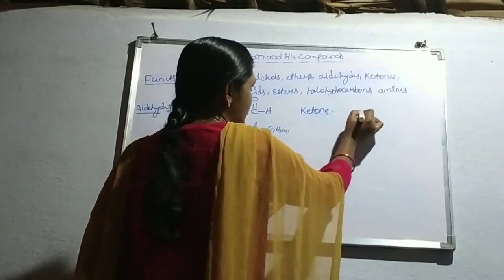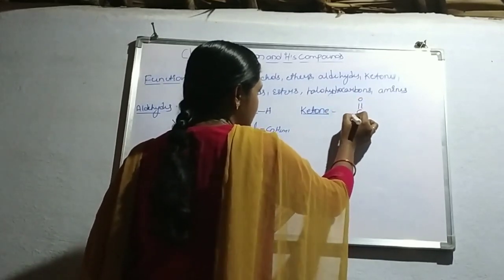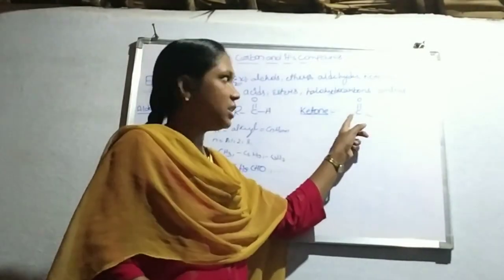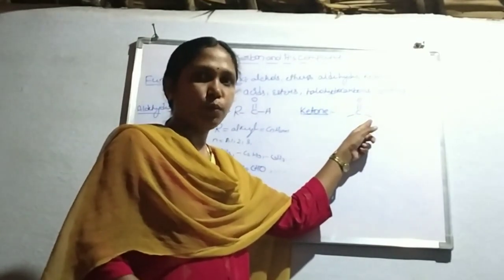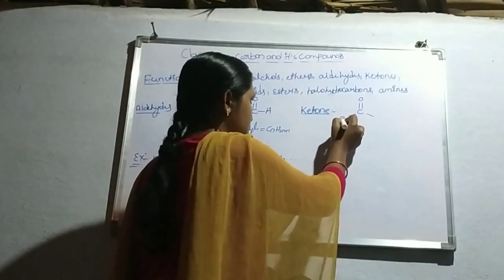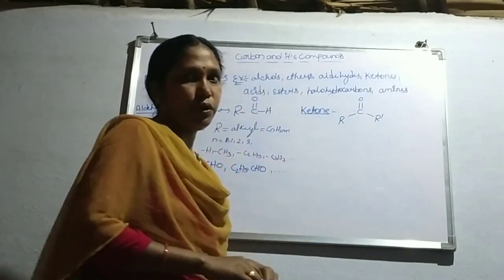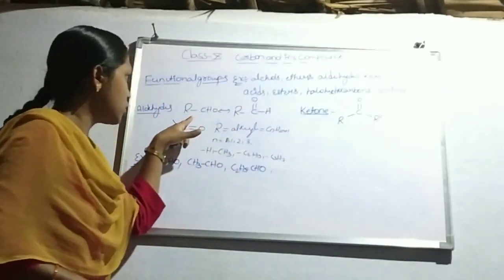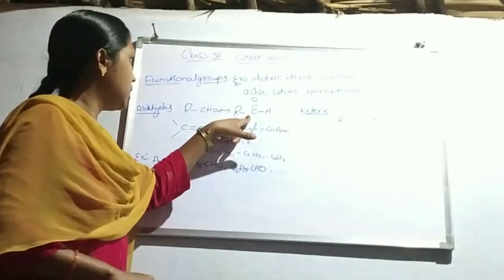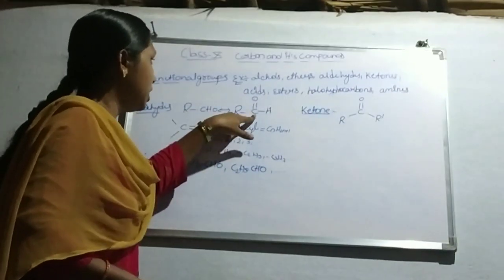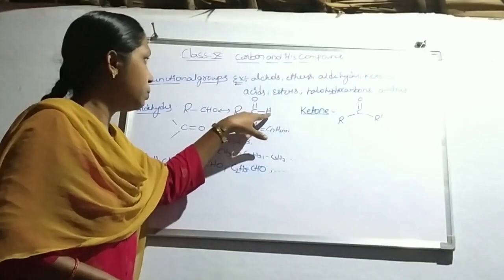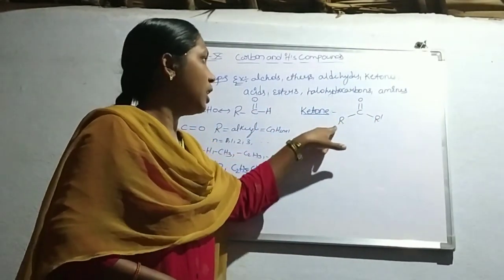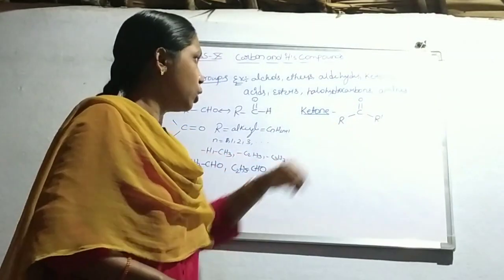Here it also has the functional group C double bond O. But here the other two valencies of carbon are satisfied with two alkyl groups. Those two alkyl groups may be the same or different. Both aldehyde and ketone have the same functional group, C double bond O. But in aldehyde the other two valencies of carbon are satisfied with one alkyl group and one hydrogen, whereas in a ketone the other two valencies are satisfied with two alkyl groups.